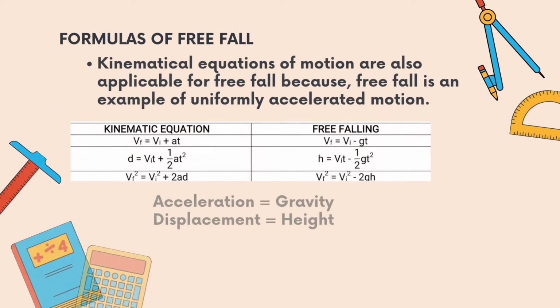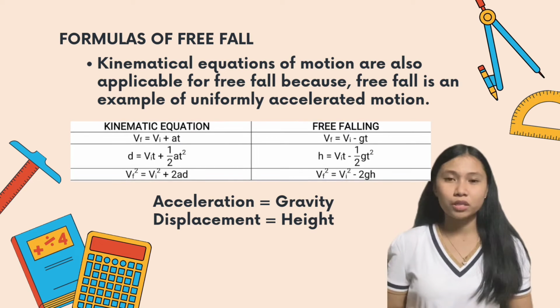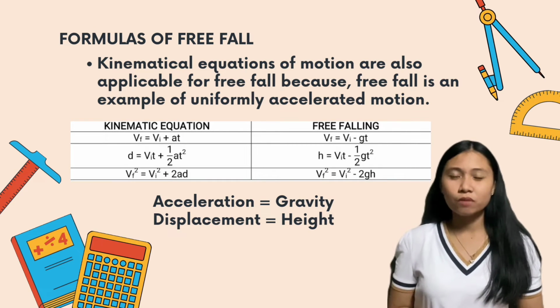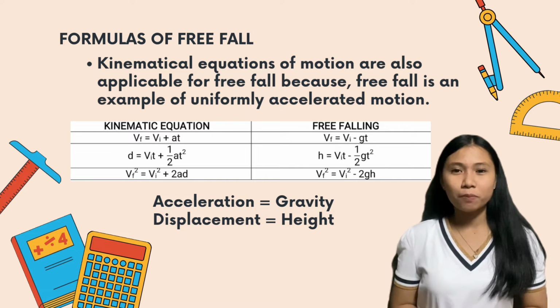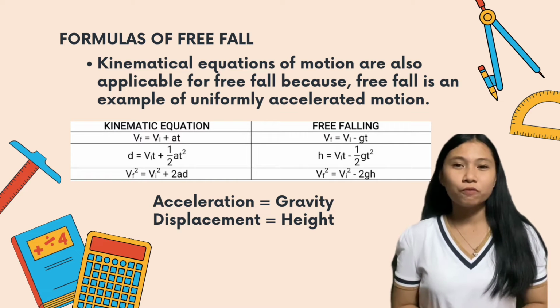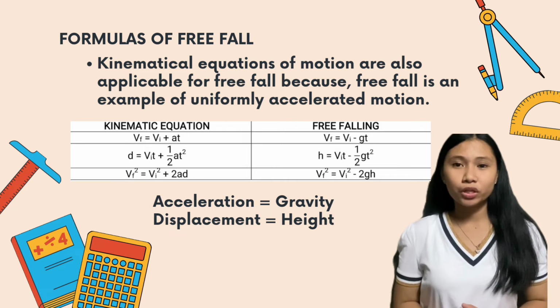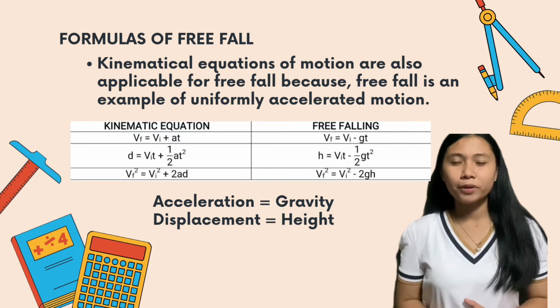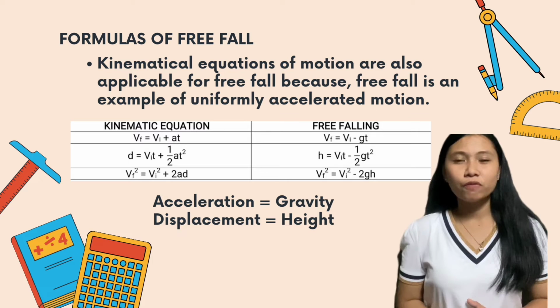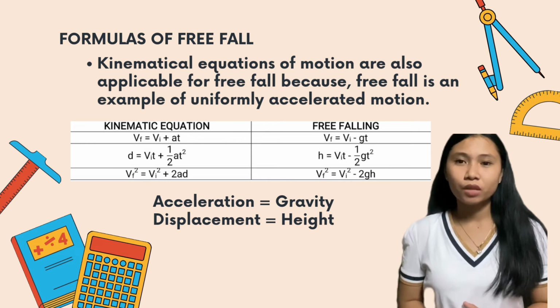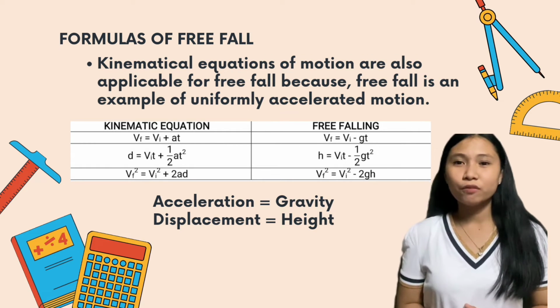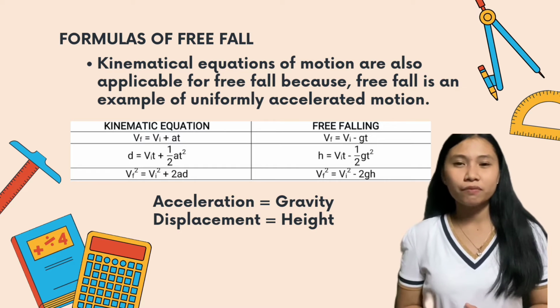The following show the formulas in free fall. Kinematic equations of motion are also applicable for free fall because free fall is an example of uniformly accelerated motion. In short, the formulas in free fall or vertical motion are the same as the formulas in horizontal motion. We just need to remember that in free fall, the acceleration is gravity and the displacement is height.